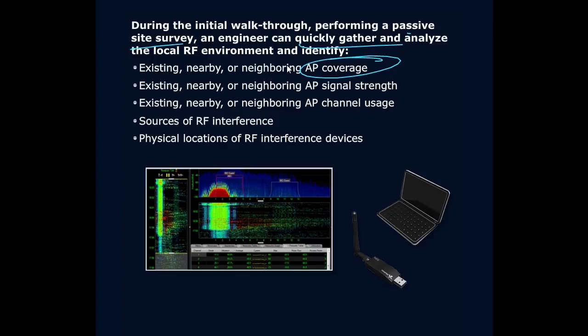You're not going to be able to see that when they send you the blueprints. They're not going to say, oh, and we have a next door neighbor. Their APs are really overpowered and it's bleeding into our building. We also need to determine existing nearby or neighboring AP signal strength, like I just said. What channels are they using? We need to be aware of that. We don't want to have channel overlaps.